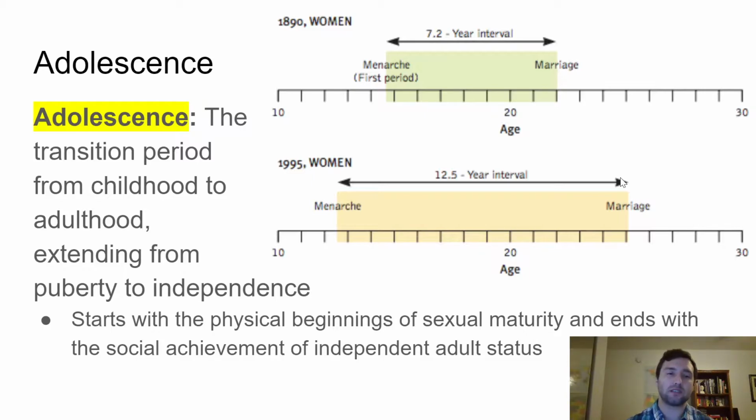But we've seen what's considered adolescence get wider and longer. Really what's happening is we're seeing the start of the physical beginnings of sexual maturity and ending with the social achievement of independent adult status, right? This is really how we're defining it. So it's beginning with these physical changes, the biological things that tell us you are able to have a child, or you're starting the beginning of where you would be able to have a child. And then social achievements at the end: you are now independent and an adult, and considered an adult by others as well.